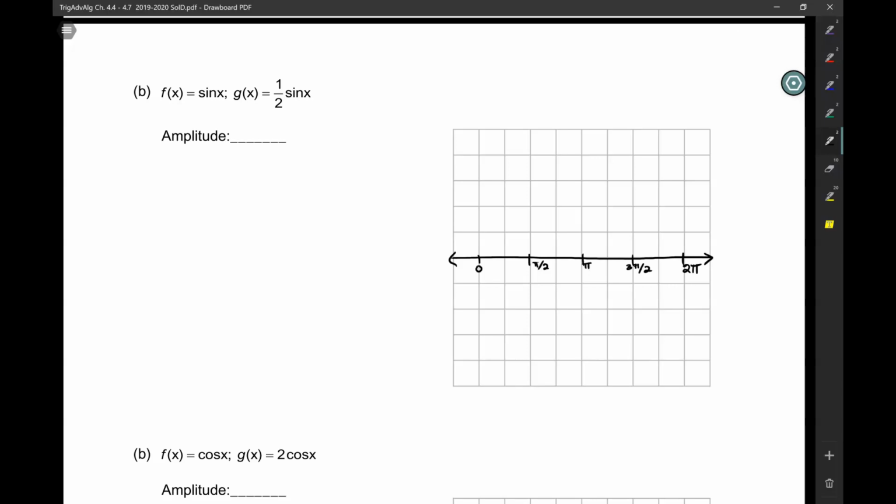All right, so let's graph sine of x. Start at 0, maximum, 0, minimum, 0. Okay. What's the amplitude of g of x? 1/2. That means I start at 0, and then the maximum is where? In the middle, 1/2. 0, in the middle, 0.